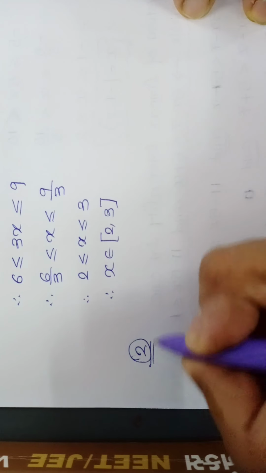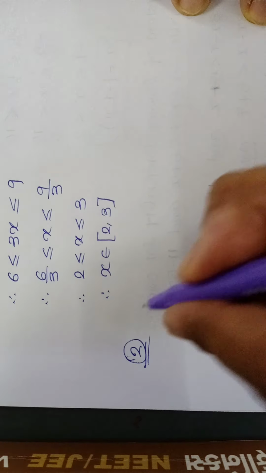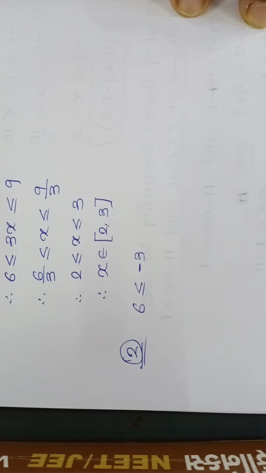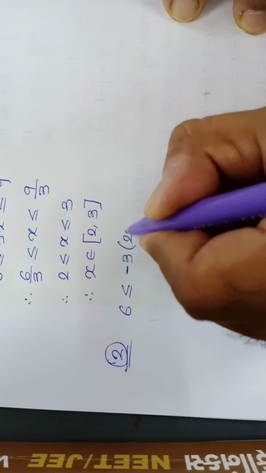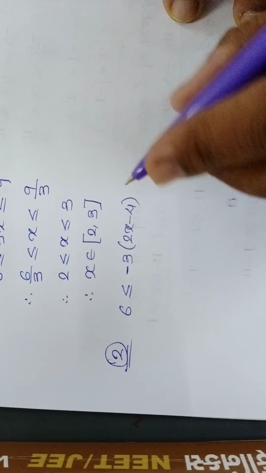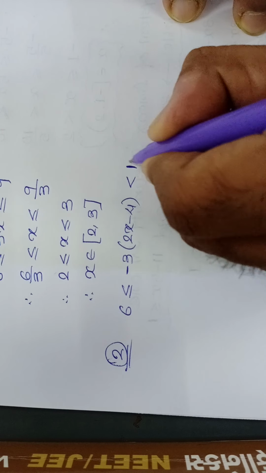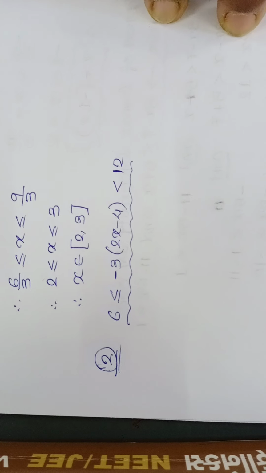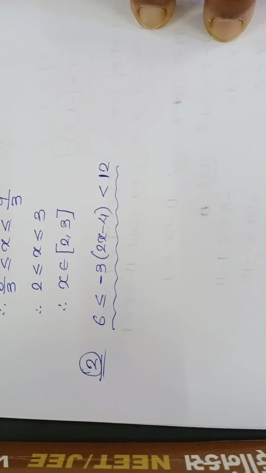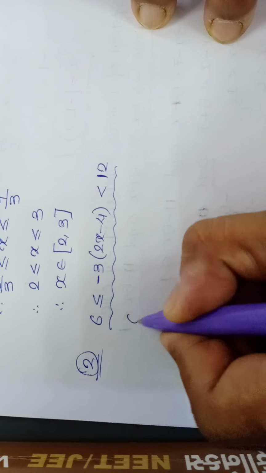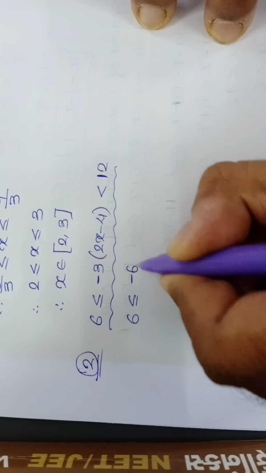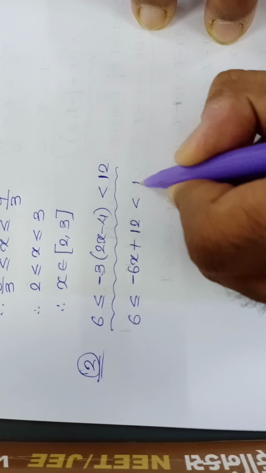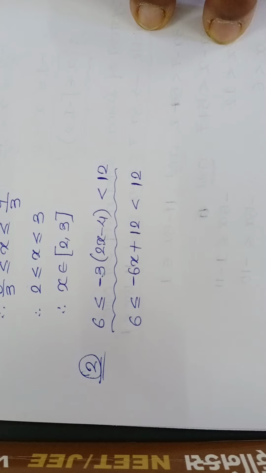Second question. See here, the second question. 6 is less than or equal to minus 3 into bracket 2x minus 4, and less than 12, right? Let us solve it. What do we have to do first? 6 is less than or equal to minus 6x, and minus times minus is plus 12, less than 12.